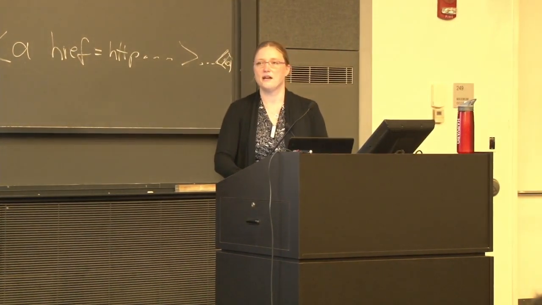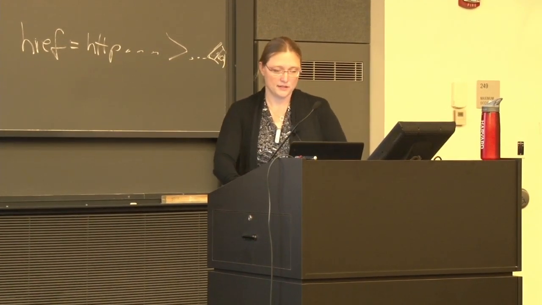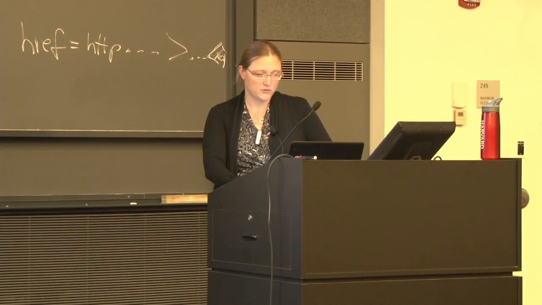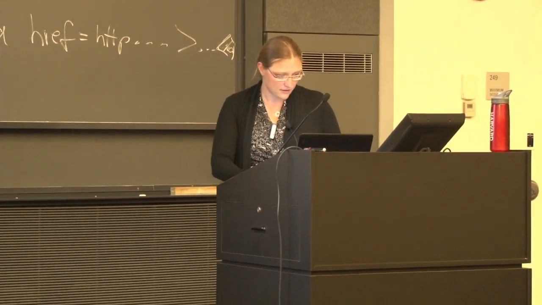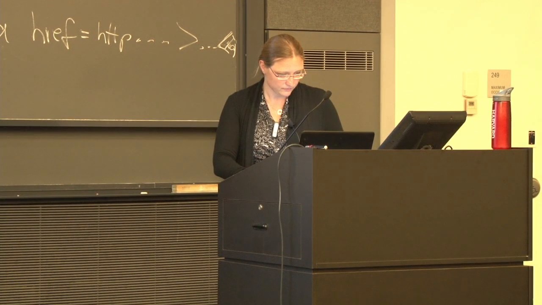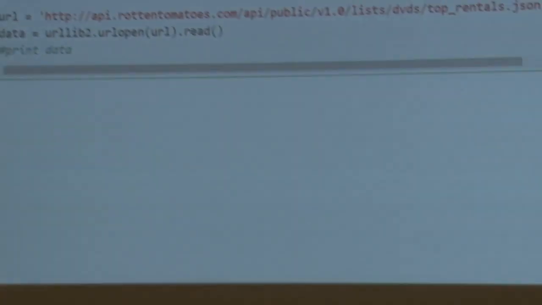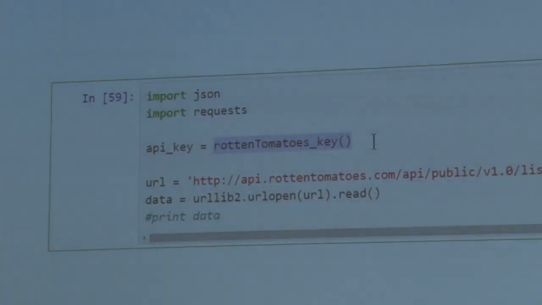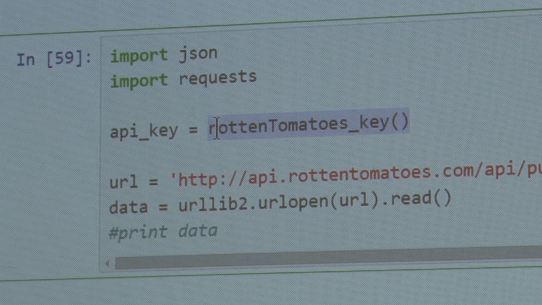I put the links here, how to get the keys for the results that I have, for the examples. And I show you here how to scrape Rotten Tomatoes. For Rotten Tomatoes, it's really just the URL. So all you do is you have your API key. And that function here does not exist. That is imported from my computer because I didn't want to show you the key, but I wanted to have a working example.